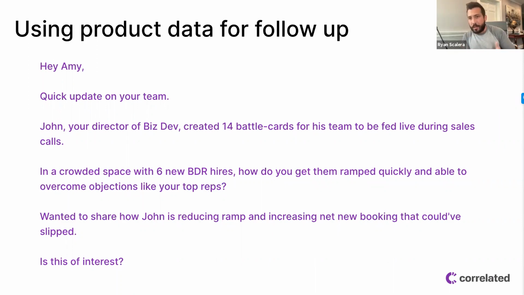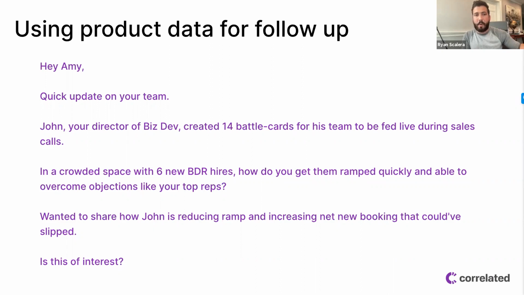Quick update on your team. Because that initial email is really all we end up getting to talk about when we talk about product-led growth and using the data. John, your director of biz dev, created 14 battle cards for his team to be fed live during sales calls. In a crowded space with 6 new BDR hires, how do you get them ramped quickly and able to overcome objections like your top reps? Wanted to share how John is reducing ramp time and increasing net new bookings that could have slipped. Is this of interest? You can love or hate my email style. That's up to the rep.